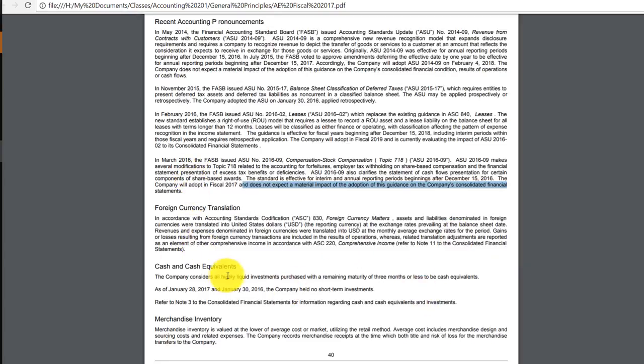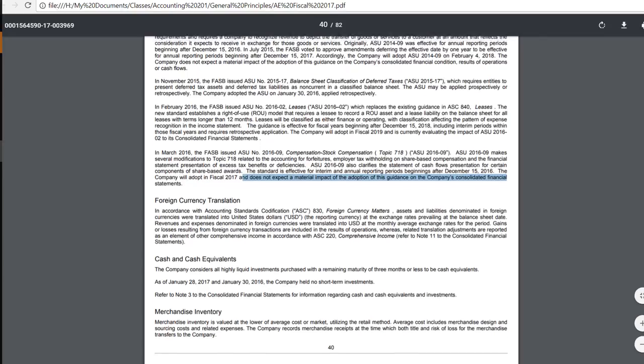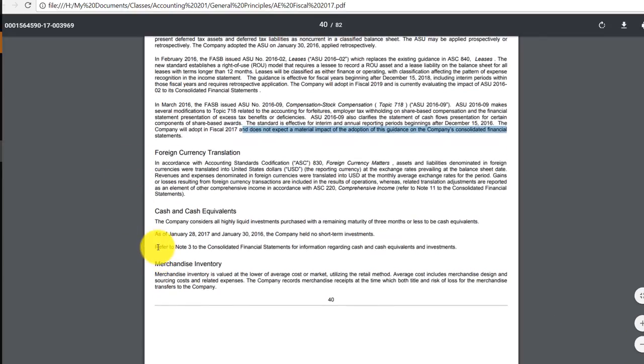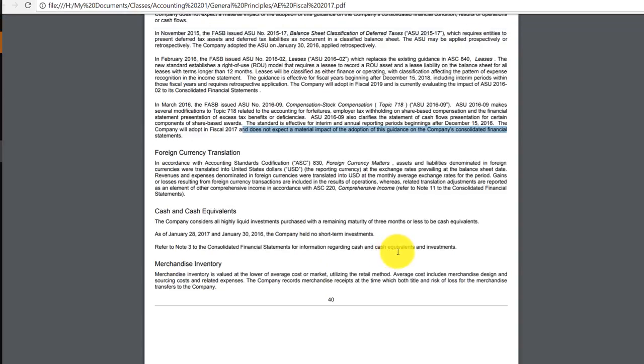Foreign currency, cash and cash equivalents. If we were to go to note 3, and we won't here, it would tell us a little about the measurement of cash and cash equivalents: how we measure how much is on the balance sheet, and when it is recognized, when it actually qualifies. That also is what this section is about under merchandise inventory. That tells us when we actually record inventory. That is their policy and how they have applied the concept of recognition.